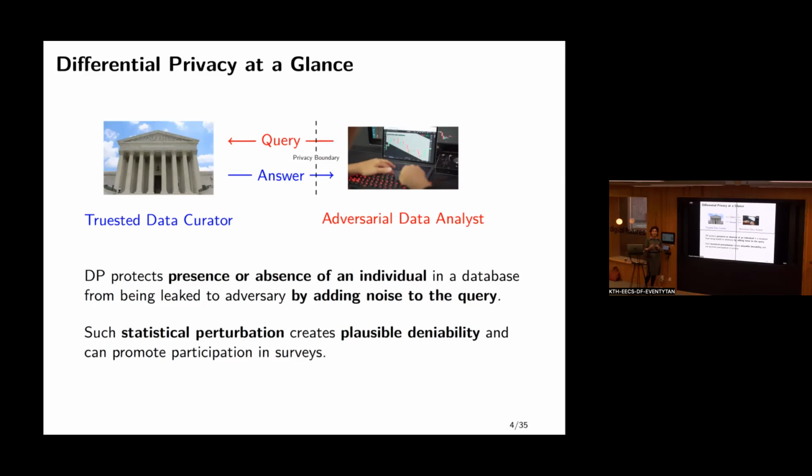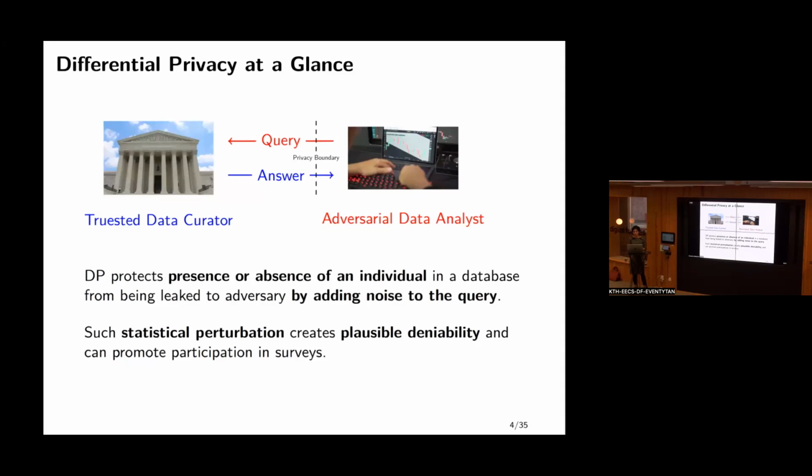So there is a statistical perturbation that tries to create plausible deniability in terms of whether somebody is or is not in the data set. So that is a very broad premise of differential privacy. Instead of providing the truthful response, you perturb the response and then release the response. So in very broad terms, this is what differential privacy does.